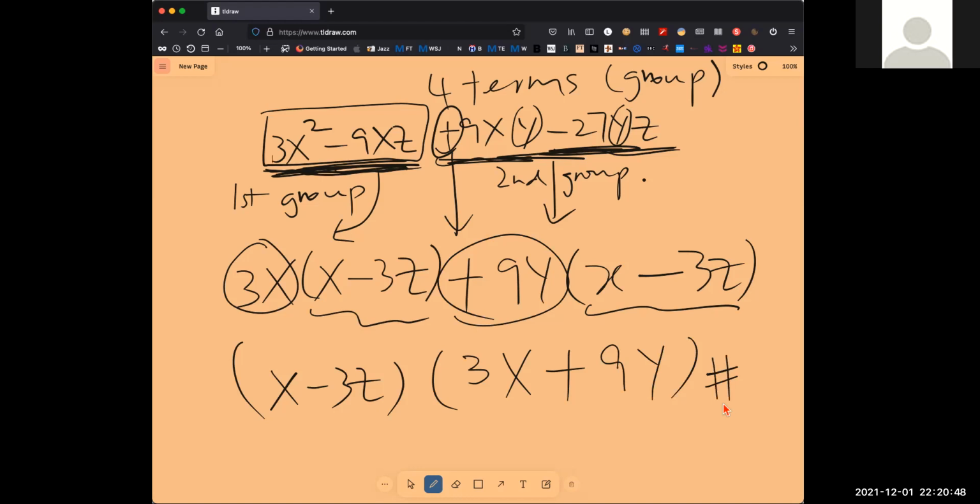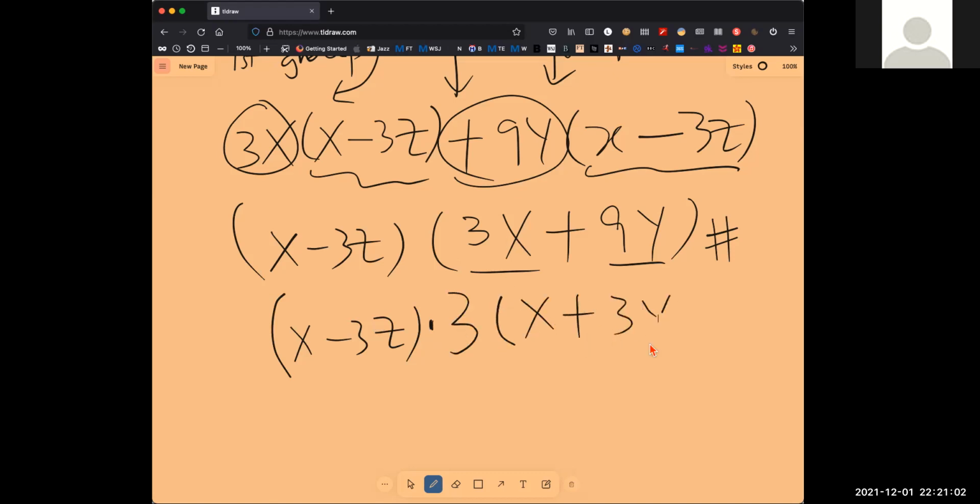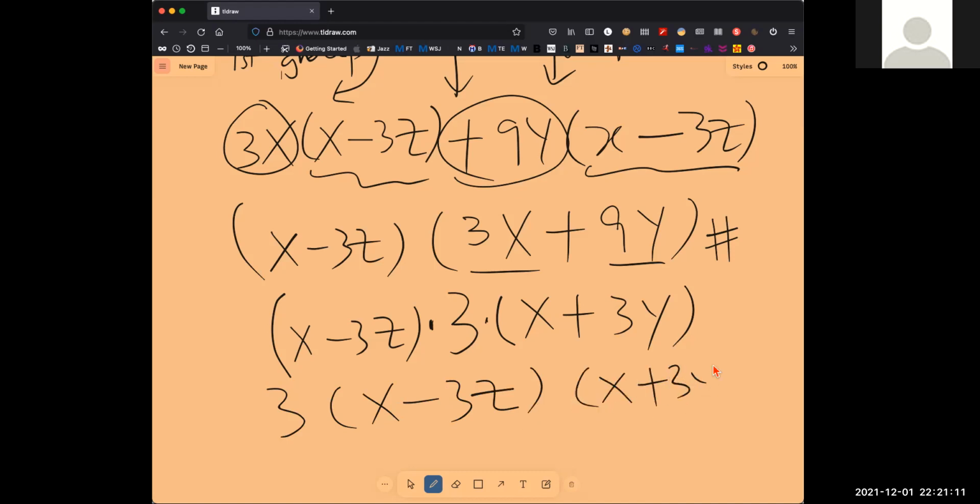Okay, but of course, I hope you can see that for this 3x and 9y, actually there is a common factor 3. So you can also take out the common factor 3. So it's x plus 3y. If you want to put it nicely, you put the 3 in front, so it's 3 bracket x minus 3z, times x plus 3y. I'm just rearranging it. Okay, so this is the answer. You have started it, but somehow you just stopped halfway.